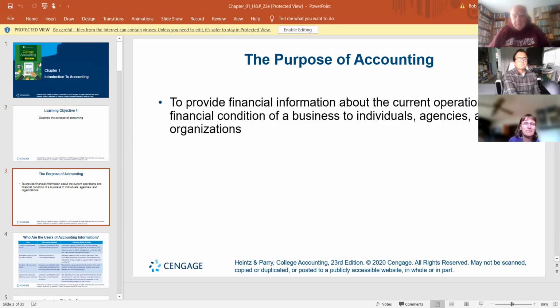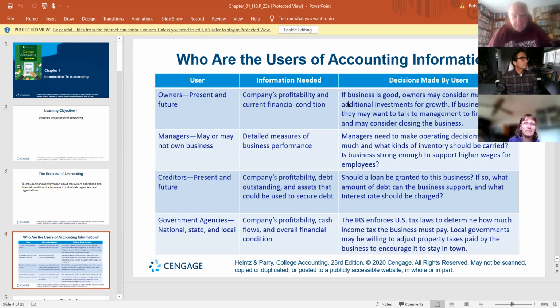The purpose of accounting is to provide financial information about operations, and we're going to give this information out to individuals, agencies, and organizations. Okay, who uses this information? Well, this is the grid that Cornelia was working on with you a little while ago. Who uses this accounting information? Well, internal and external users need this information.